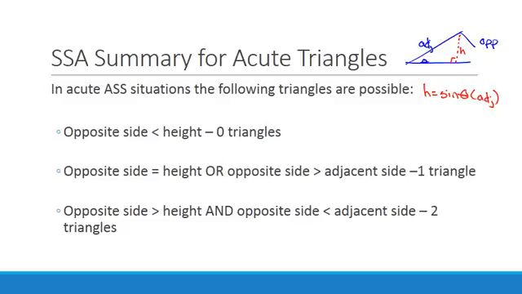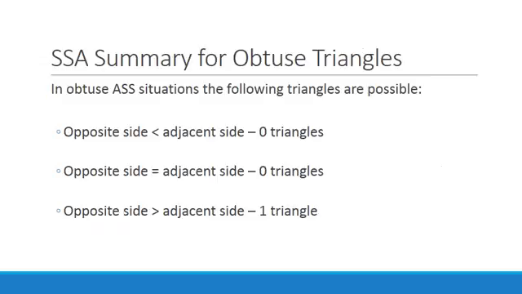But here are the situations. 0 triangles if the opposite side is less than the height. 1 triangle if the opposite side is equal to the height, or if the opposite side is greater than or equal to the adjacent side. And then we have 2 triangles if the opposite side is larger than the height and the opposite side is less than the adjacent.